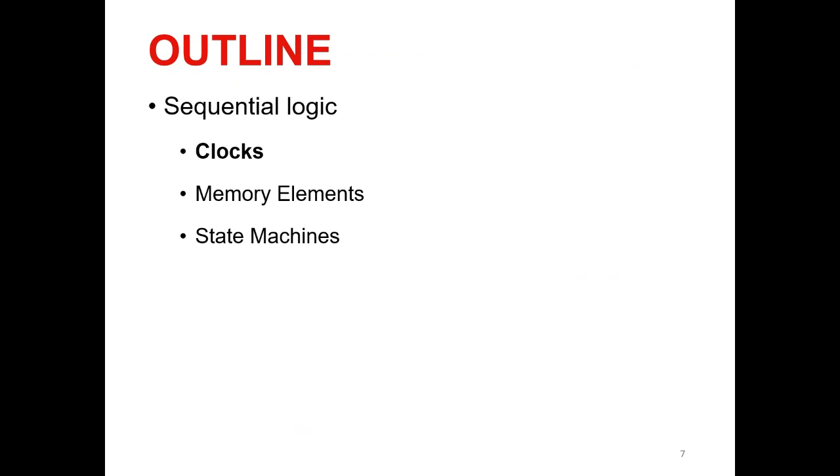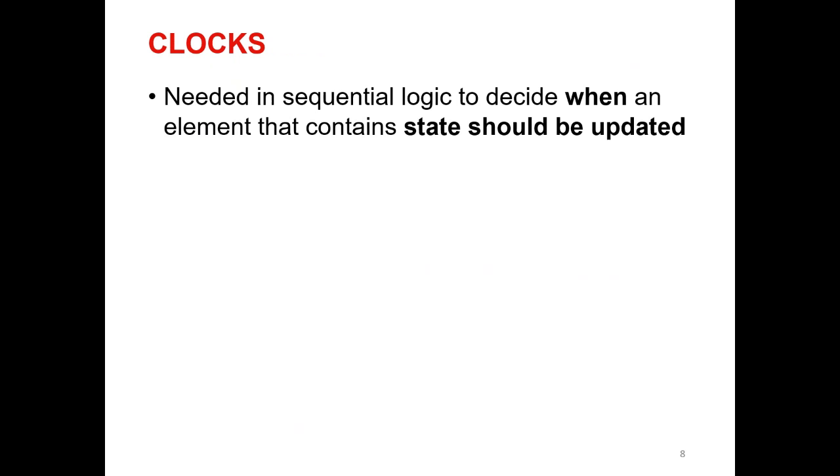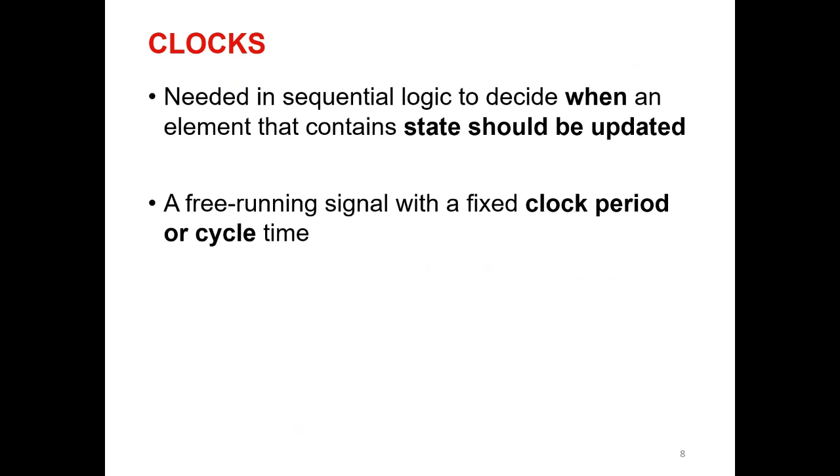The first of these sequential logic blocks we are going to see is called a clock. Clocks are used to know when to update a state. Remember that a state is a value contained in memory. So with clocks, we control when a state should be updated. It's just a signal which runs periodically.